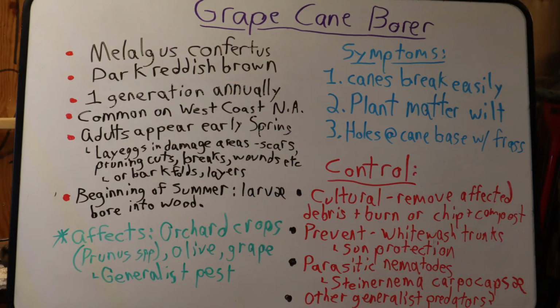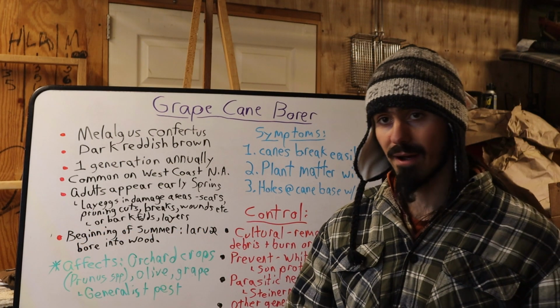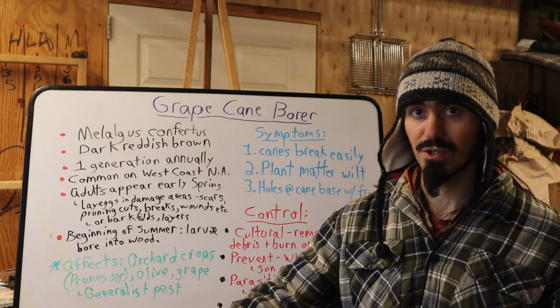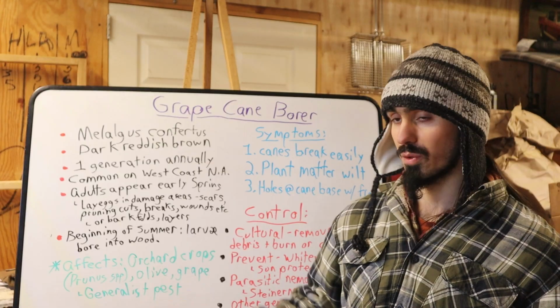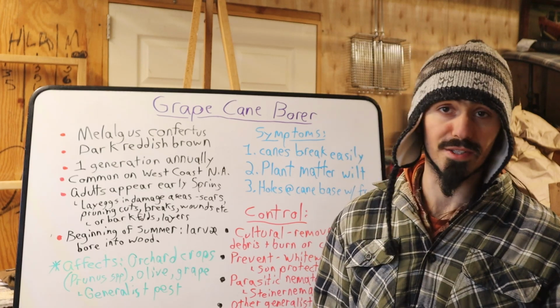So this insect is a pretty generalist pest, right? These crops are not all closely related to each other. So this insect isn't specifically going after one species or one genus or anything like that. It has a much broader range of what plants it will attack.